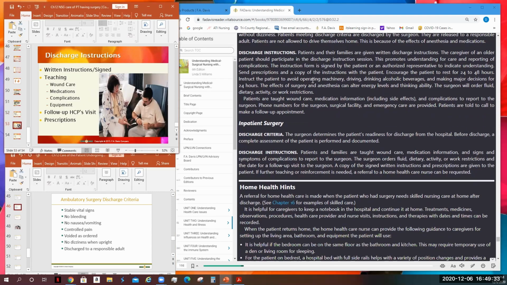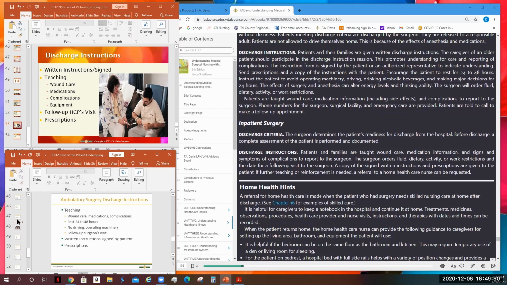Discharge instructions. Patients and their families are given written discharge instructions. The caregiver of an older patient should participate in the discharge instruction session. This promotes understanding for care and reporting of complications. The instruction form is signed by the patient or an authorized representative to indicate understanding. Send prescriptions and a copy of the instructions with the patient.